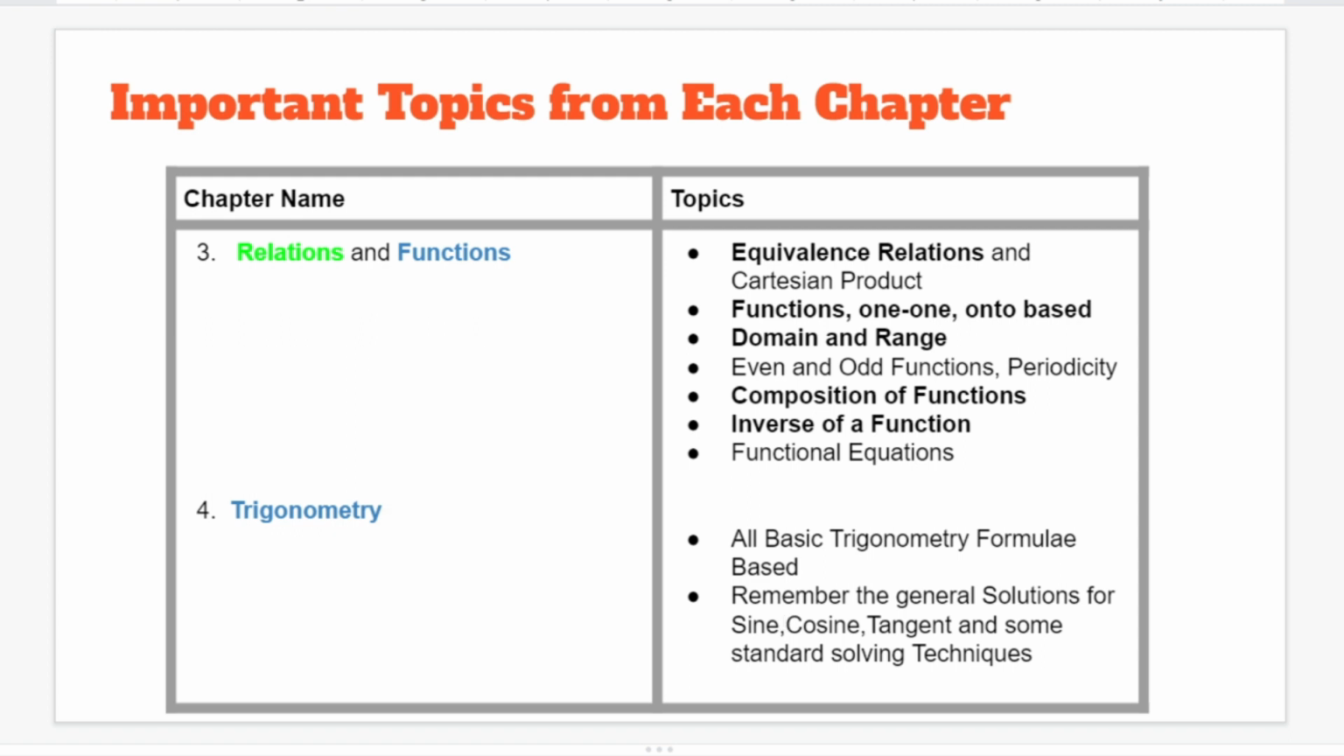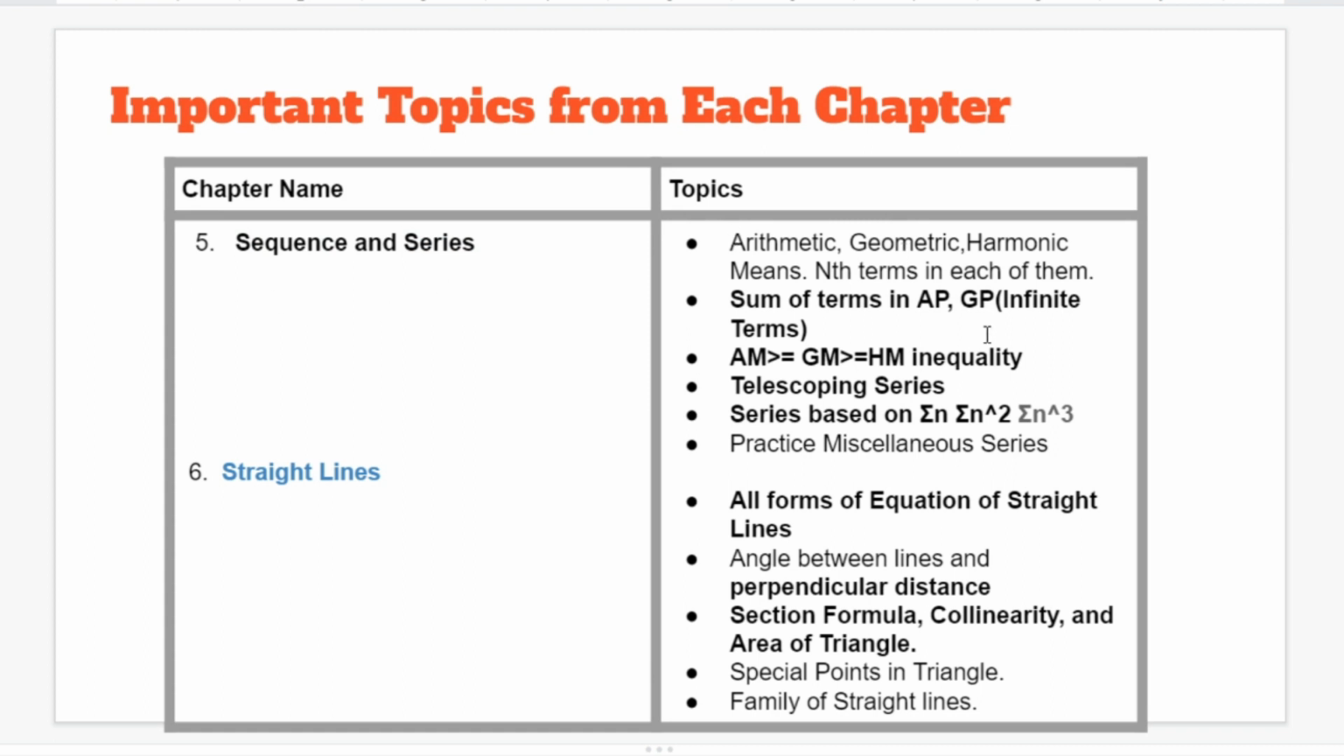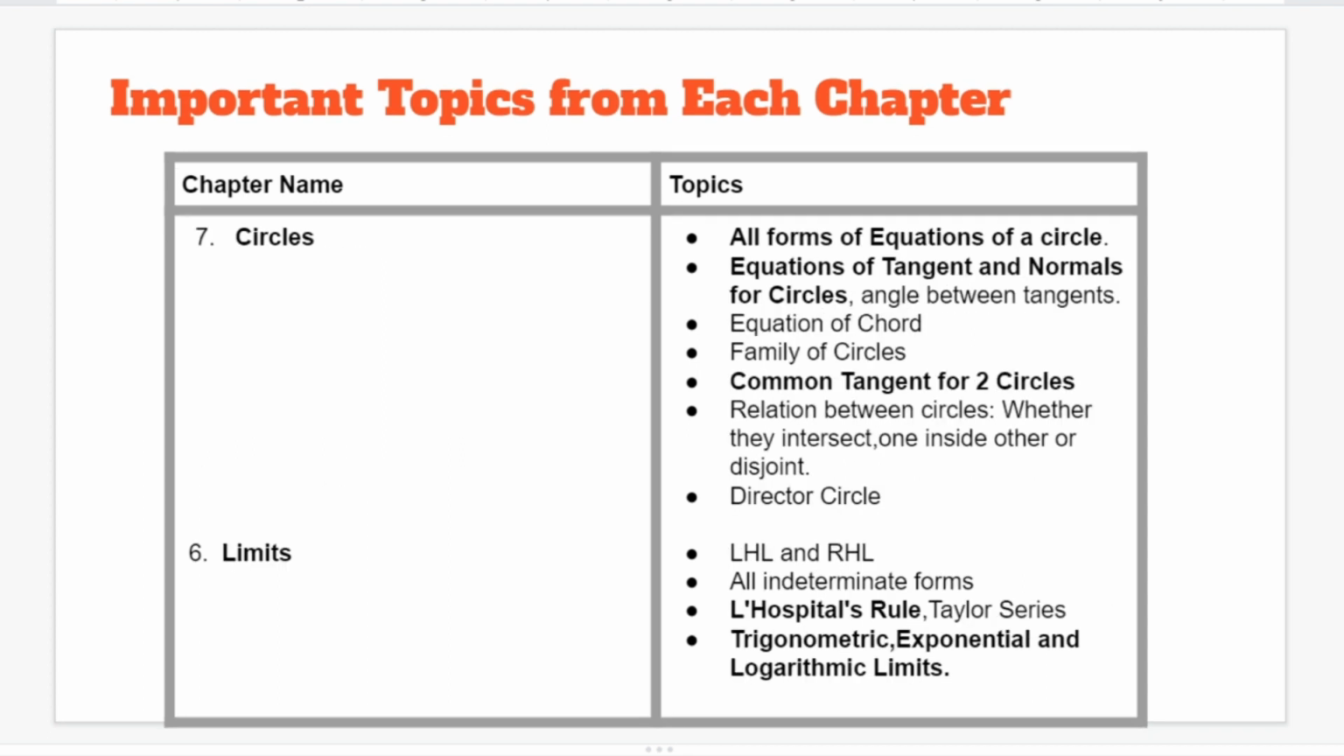Coming to the next chapter, that is sequences and series. You see AM-GM inequality, infinite GP, telescoping series, which can be mixed with inverse trigonometry or any other chapter, or binomial also, but series related to binomial, and series related to sigma n square, sigma n cube. There will be some miscellaneous series that you have to practice. And basic AP, GP, HP is very important. The arithmetic means, nth terms, and sum of terms in AP. Those all are very basic. AP is already taught in 10th class, so you can go on with that.